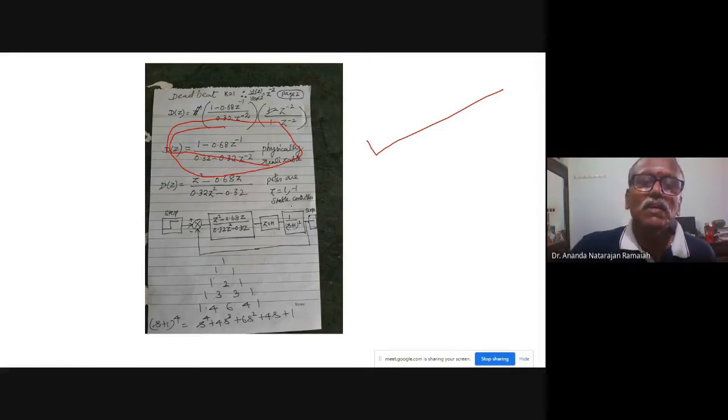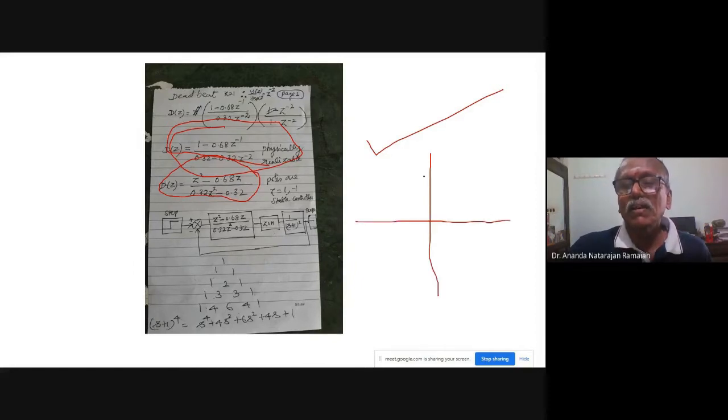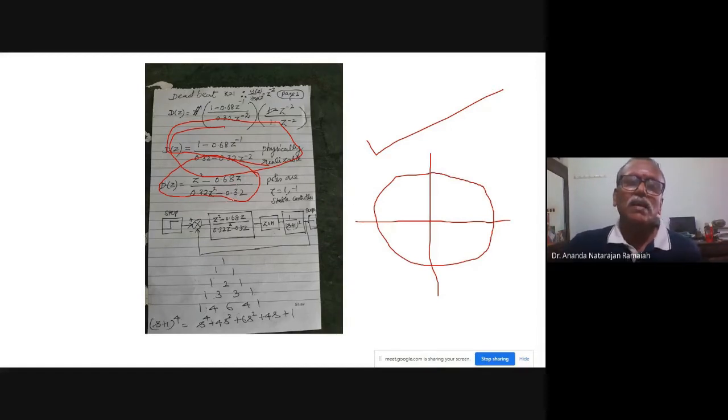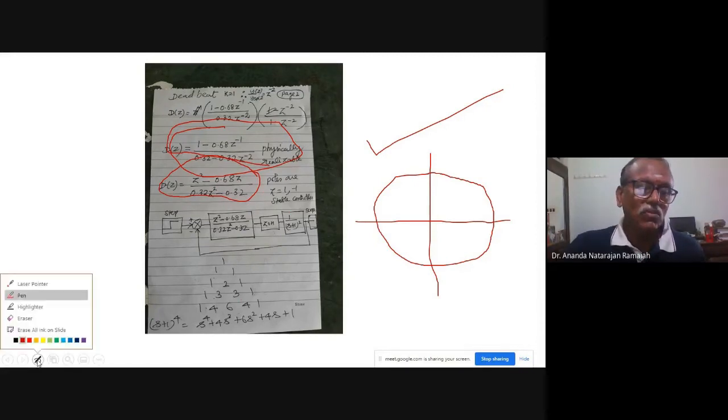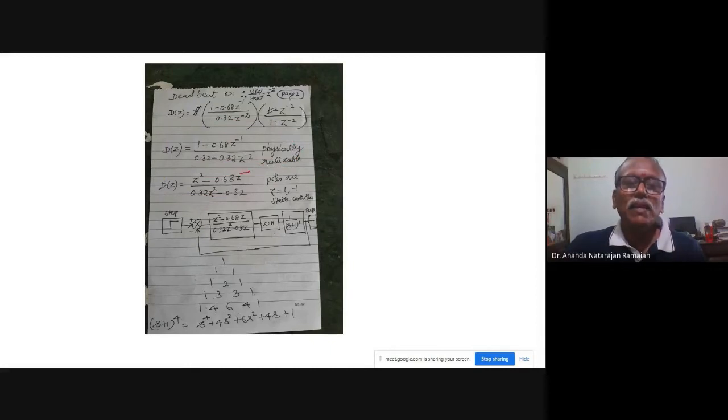Next step is you have to check whether any poles are outside the unit circle, that is, whether the controller is stable or not. Here, what are the denominator poles? 0.32 z square. After obtaining this, you say that it is physically realizable. After that, convert this into positive powers. What is the lowest degree of the denominator? z power minus 2. So multiply the denominator and numerator by z power 2. That's the lowest. Change the sign.